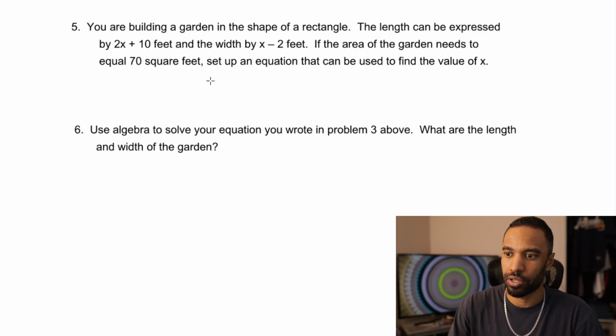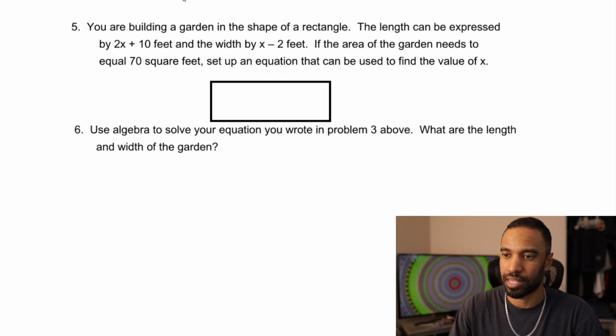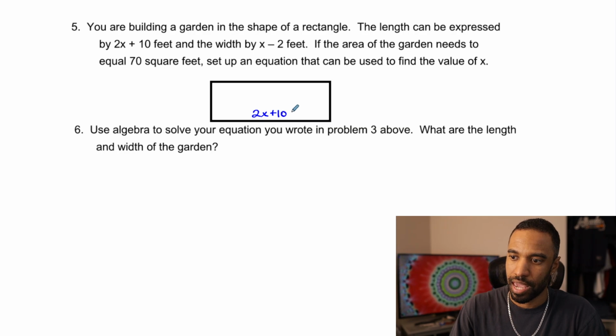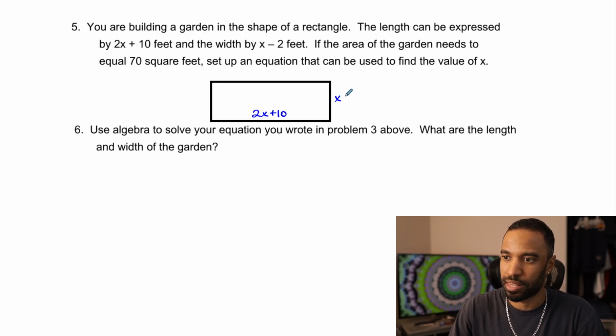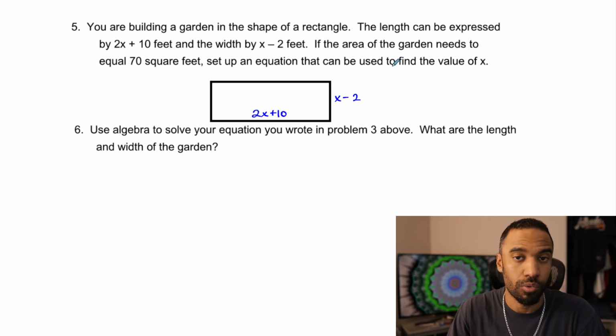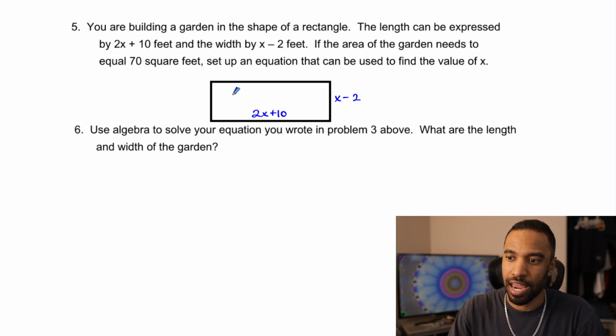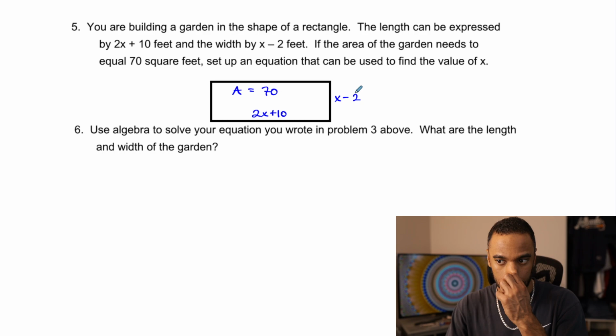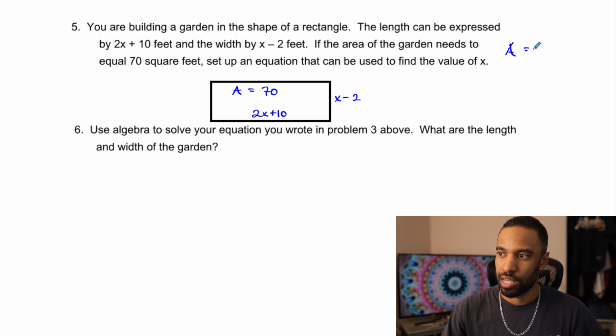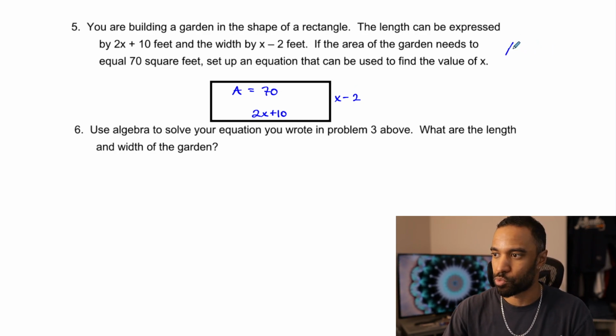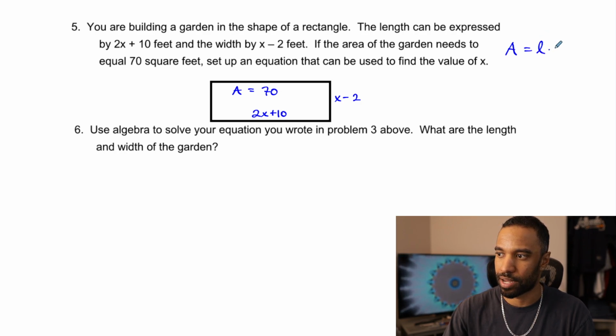So as a rectangular garden is, we have something like this. The length is the longer bit, that can be 2x plus 10. And the width is the smaller bit, that can be x minus 2. These are all in feet. We'll remember feet in the end here. And the area here is 70 square feet. Now, an area of a rectangle is base times height. Oh, sorry, I should say length times width. An area is length times width of a rectangle.